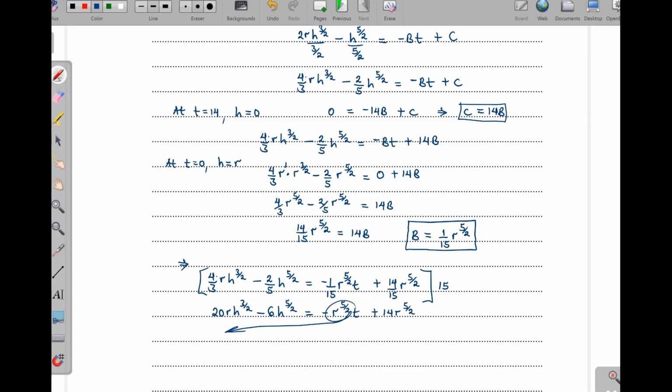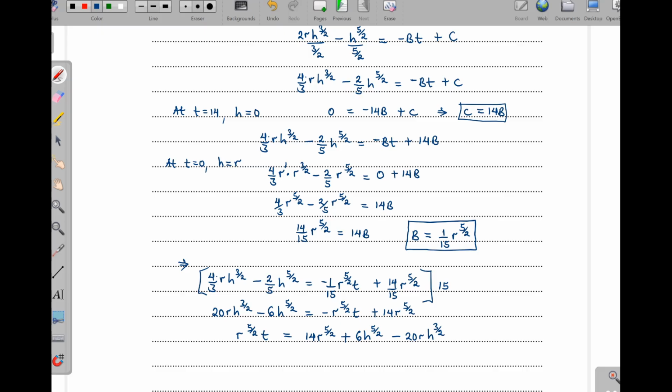Now bring this on this side. We are making t the subject of the formula. So we have r power 5 over 2 of t equal to 14 r power 5 over 2. Then when this one crosses, it becomes a plus, so plus 6 h power 5 over 2. Then when this one crosses, it will be a minus, then 20 r of h power 3 over 2. Are we there?